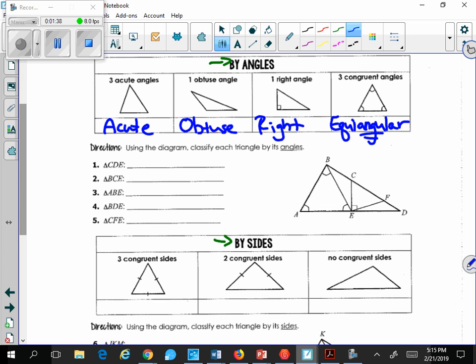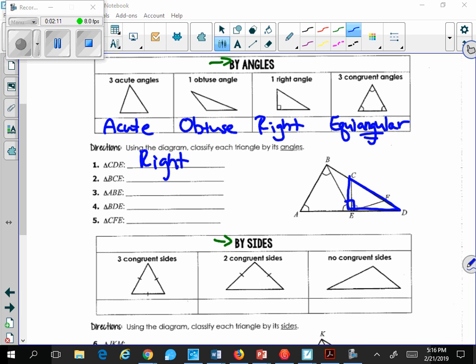So down here, it's saying use the diagram, classify each triangle by its angle. So the first one says, look at triangle CDE. So CDE is this guy right here. Notice, I've got one right angle down there. So the way that I'm classifying it by its angles is as a right triangle. Not too hard, right?